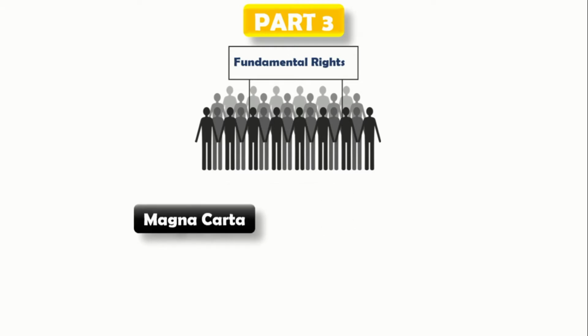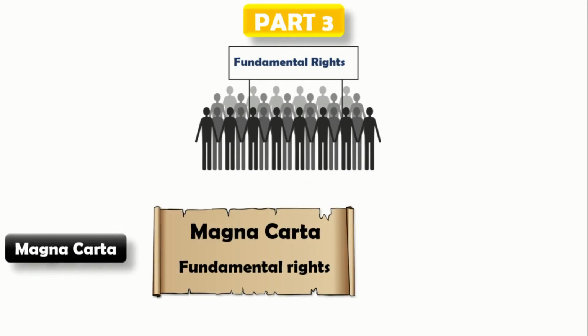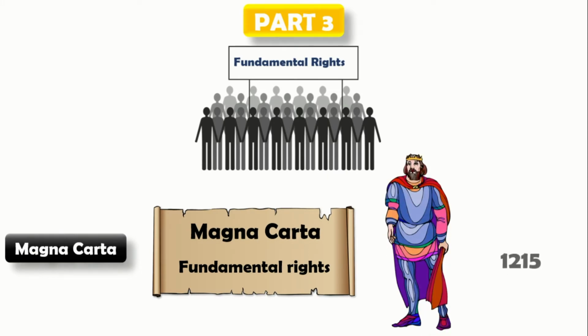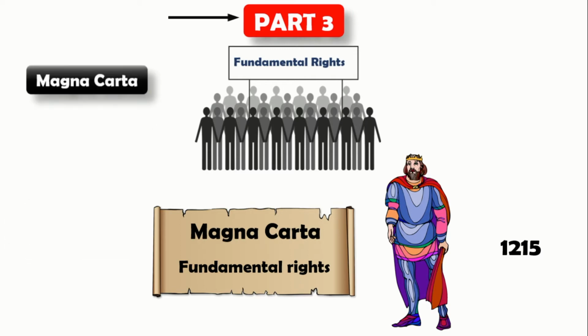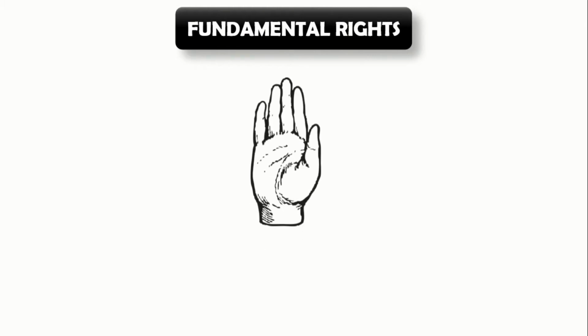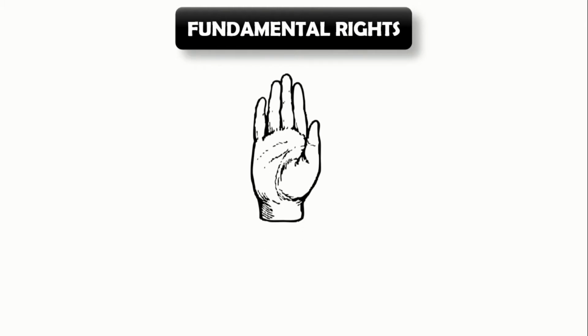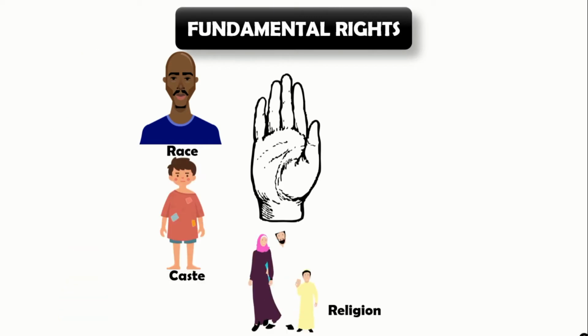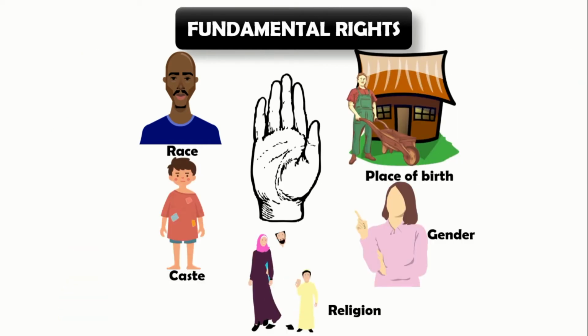Magna Carta is the first ever written document on fundamental rights of the citizens, issued by King John of England in the year 1215. Part 3 of the Indian Constitution talks about the same thing, that is, fundamental rights of citizens. That's why we adopted the name Magna Carta. Fundamental rights are defined as the basic human rights of all citizens, irrespective of race, caste, religion, gender, place of birth, etc. The idea of fundamental rights is taken from the American Constitution.